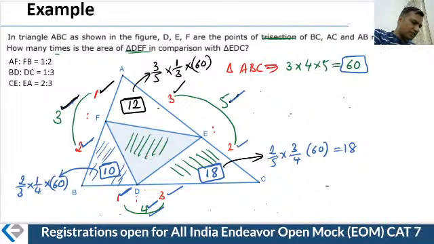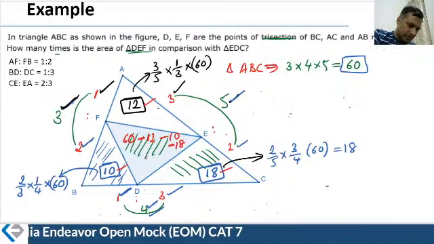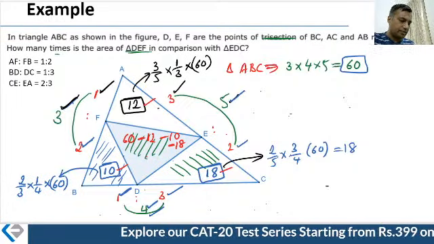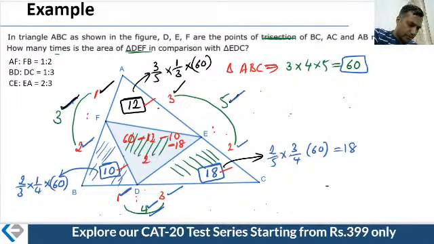Now what is this middle piece, by the way? This middle piece is nothing but 60 minus this piece 12, minus this piece 10, minus this piece 18. Subtract these pieces, and that becomes the area of this particular piece, isn't it? 60 minus all these pieces is nothing but 40. Therefore, this becomes 20 here.